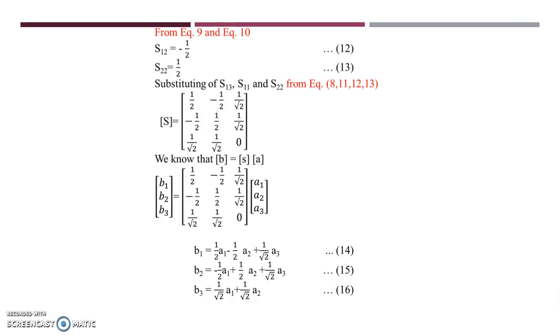Substitute all these values in the equation, and we will get the S matrix for the H plane T like this. And as we know, B is equal to S into A, where B is the reflected waves, S is the scattering matrix, and A is the incident wave. So we will get these values. This is the S matrix for the H plane T, and from the equation B is equal to S into A, we will get equation number 14, equation number 15, and equation number 16.